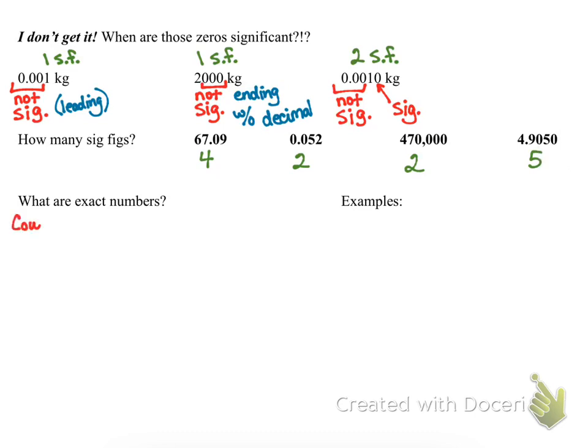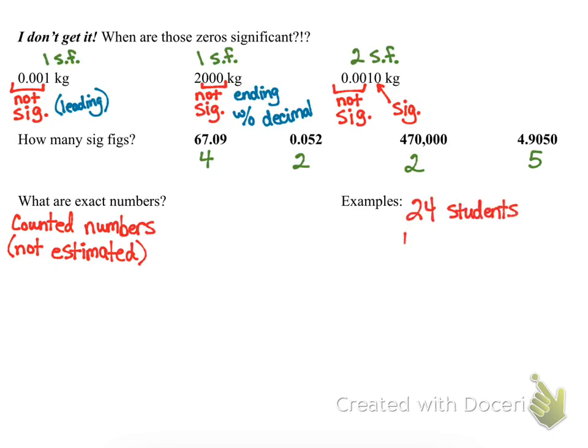Okay, exact numbers are counted numbers, and they're different from measurements because they're not estimated. We know the exact number. So when we're doing calculations, and we want to pay attention to sig figs, we're not going to let exact numbers determine the sig figs in our answers. So examples of exact numbers are 24 students. We're not saying that the number of students is somewhere between 20 and 30. We know that it is exactly 24.